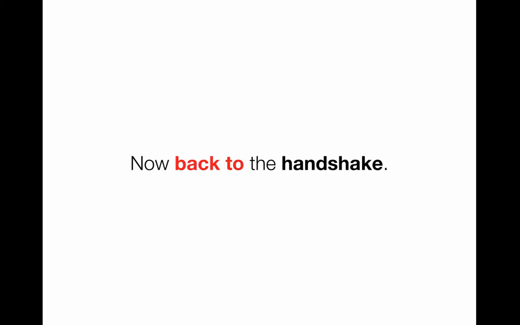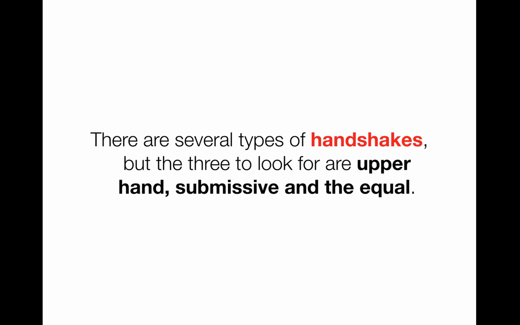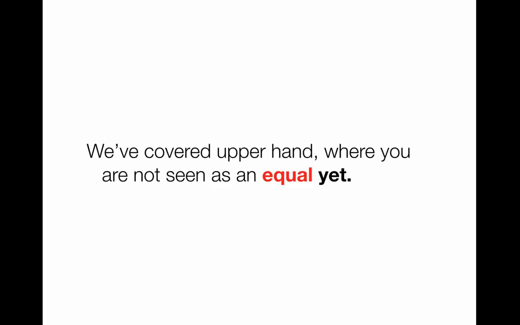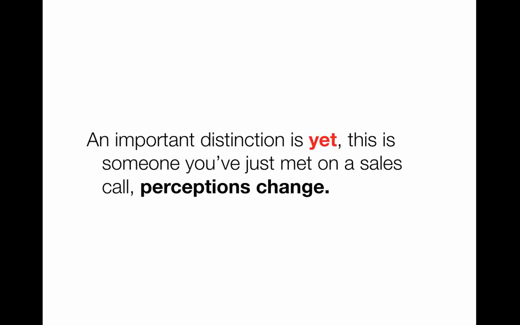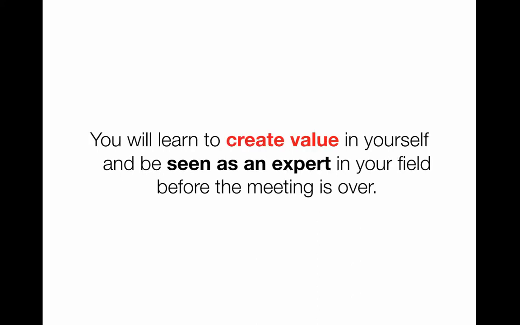Now back to the handshake. There are several types of handshakes, but the 3 to look for are upper hand, submissive, and the equal. We've covered upper hand, where you're not seen as an equal yet. An important distinction is yet. This is someone you've just met. On a sales call, perceptions change, and you'll learn how to create value in yourself and be seen as an expert in your field before the meeting is over.